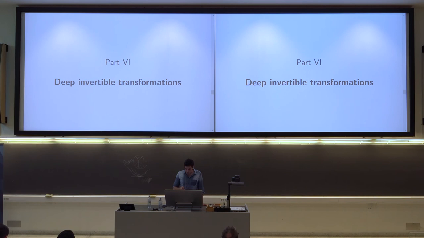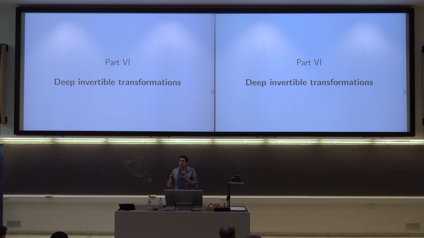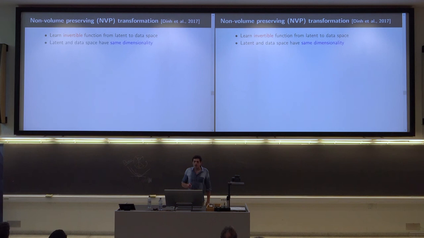All right, so that's it for VAEs. Let's go to another class of models, deep invertible transformations. So that's going to be the case where you try to constrain your family of functions to functions for which you can easily compute p theta of x. The key idea is that we are going to learn invertible functions that go from the latent space to the image space, and that will let us compute the density. So first of all, that means that the latent space and the image space need to have the same dimensionality. That's pretty different from the autoencoder case.